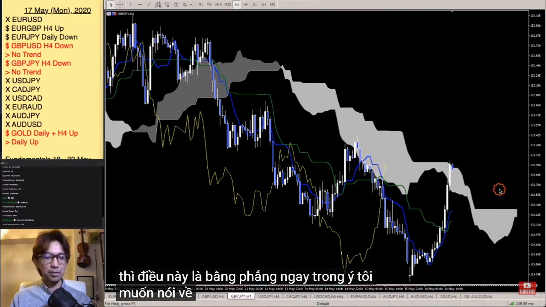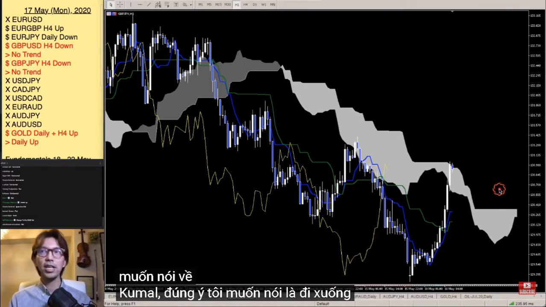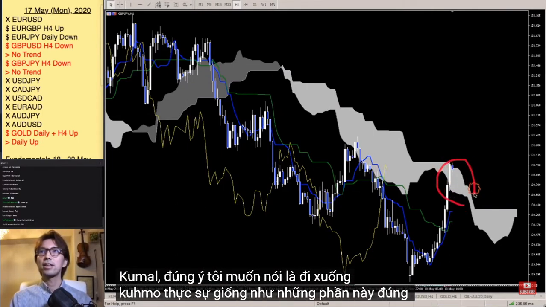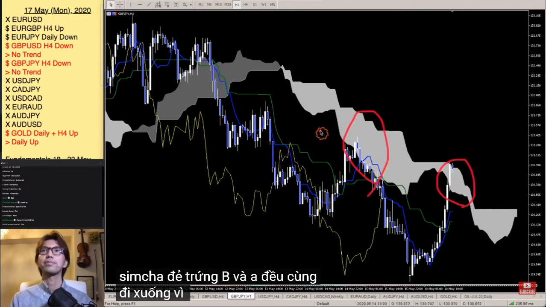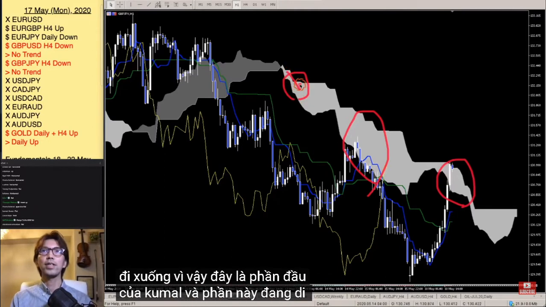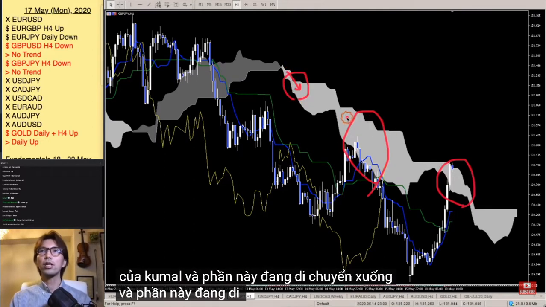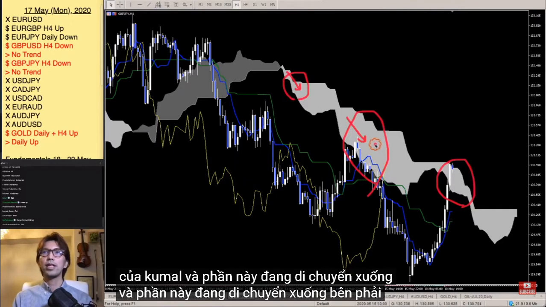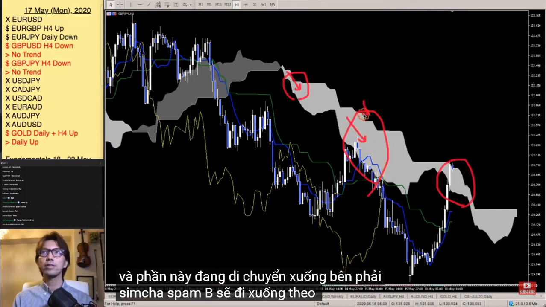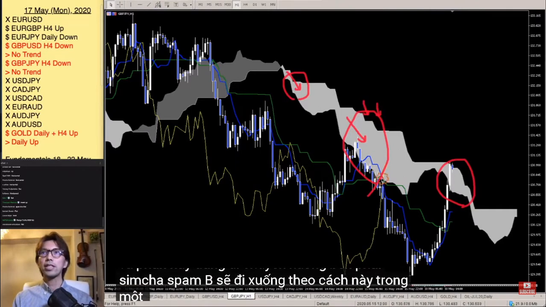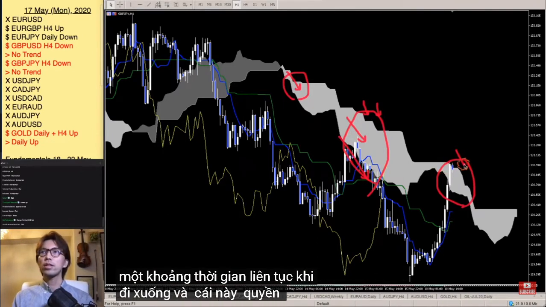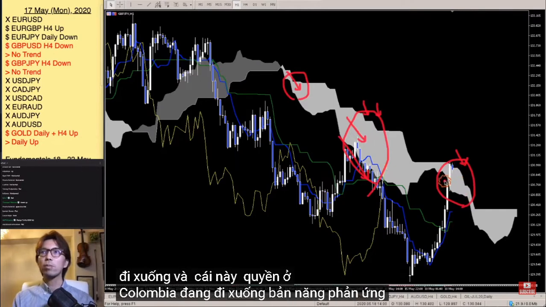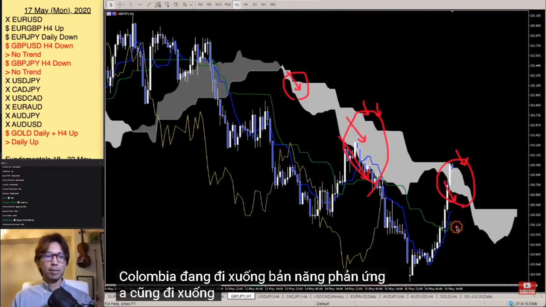What I mean by down Kumo is parts like these, where Senko Span B and A are both going down together. This was the beginning of the Kumo, and this was moving down too. And this part was moving down too. Senko Span B was going down this way, and Senko Span A continuously went downwards. And this one too: Senko Span B was going down, and Senko Span A was also going down.